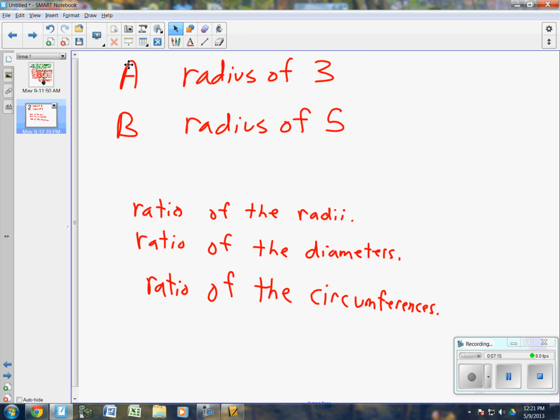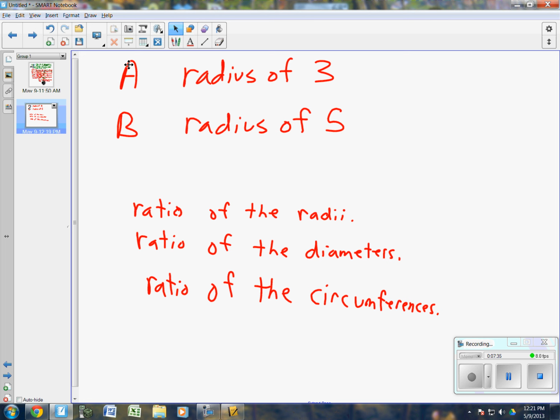Okay? Be consistent. If you go from A to B, if you go A on top and B on the bottom for the radii, then do the same thing with the diameters and the circumferences. Okay? I'm going to give you 1 minute with your shoulder partner to come up with those ratios.